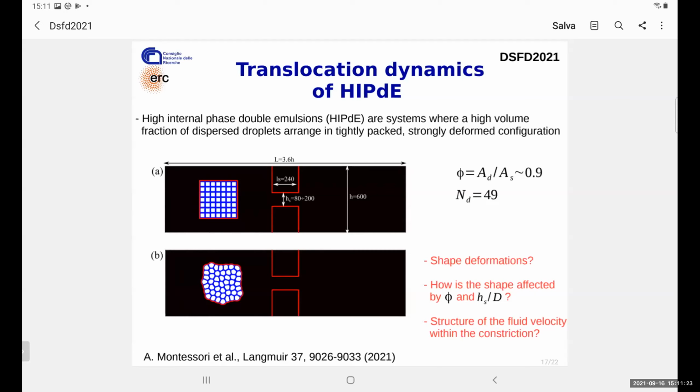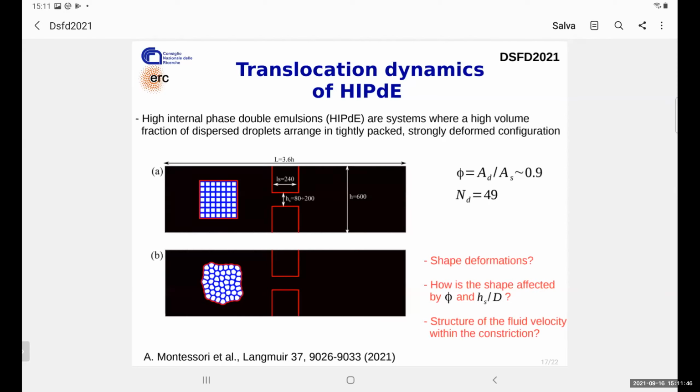In this particular simulation, we have phi, which is the area fraction, at 0.9, and the number of droplets is 49. So this shows a very highly compact structure of the emulsion. The question we would like to ask is: what are the shape deformations of the emulsion when it translocates towards the constriction, and when it's collected at the end?